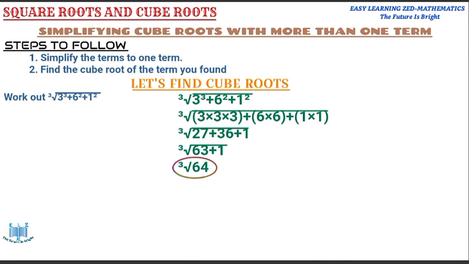So the cube root of 64 is 4. So 4 is the cube root of 64. Basically, this is how you simplify cube roots with more than one term.